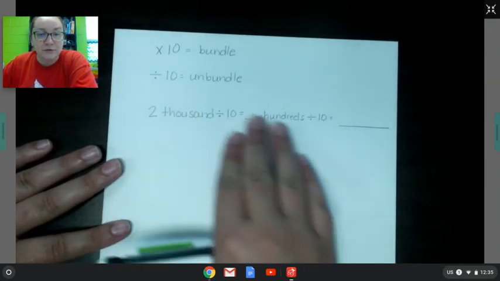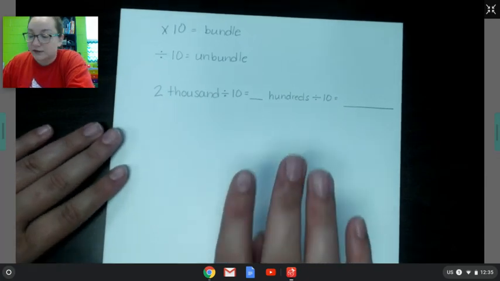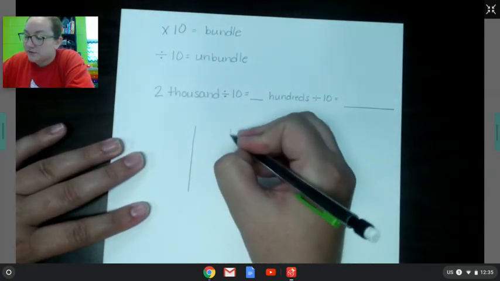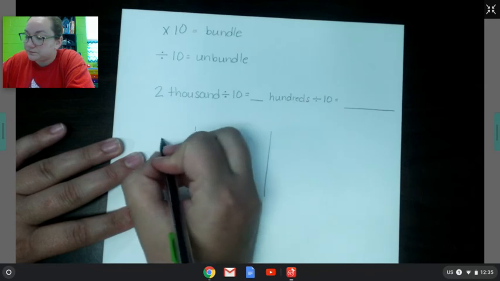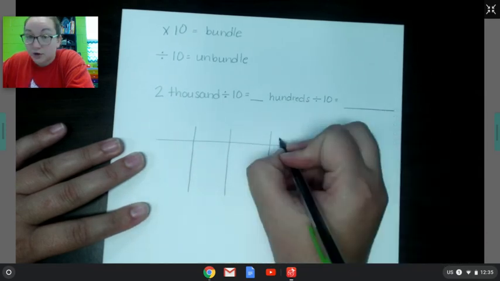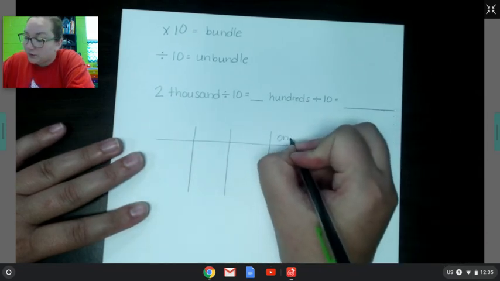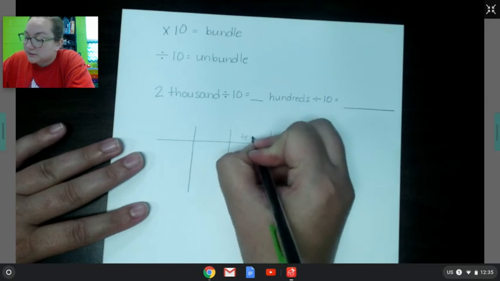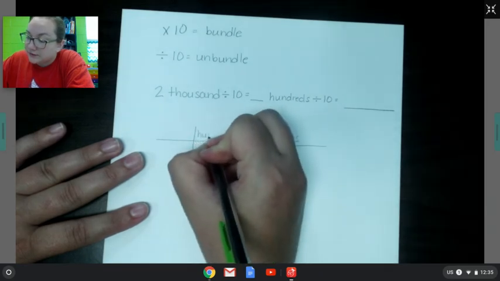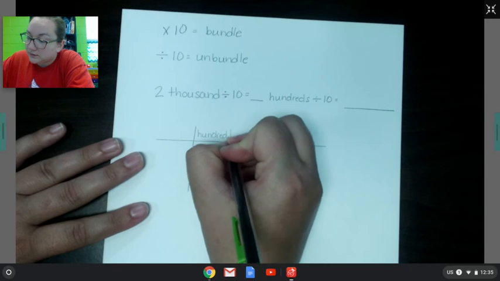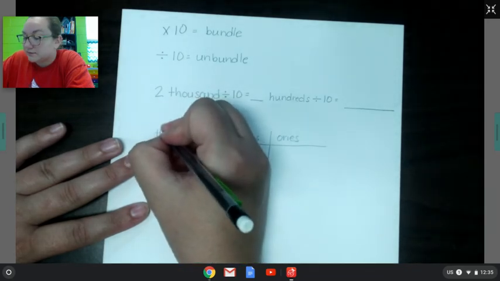Now, every time you start out, you're going to start out with a place value chart. So I'm going to draw my place value chart. I start on the right with my ones. So ones, tens, hundreds, and thousands.